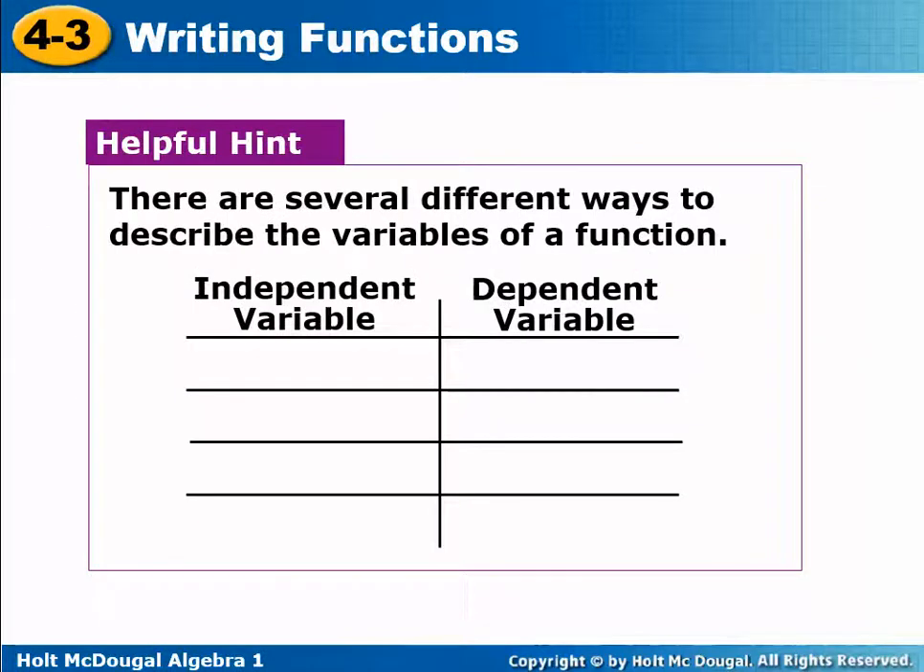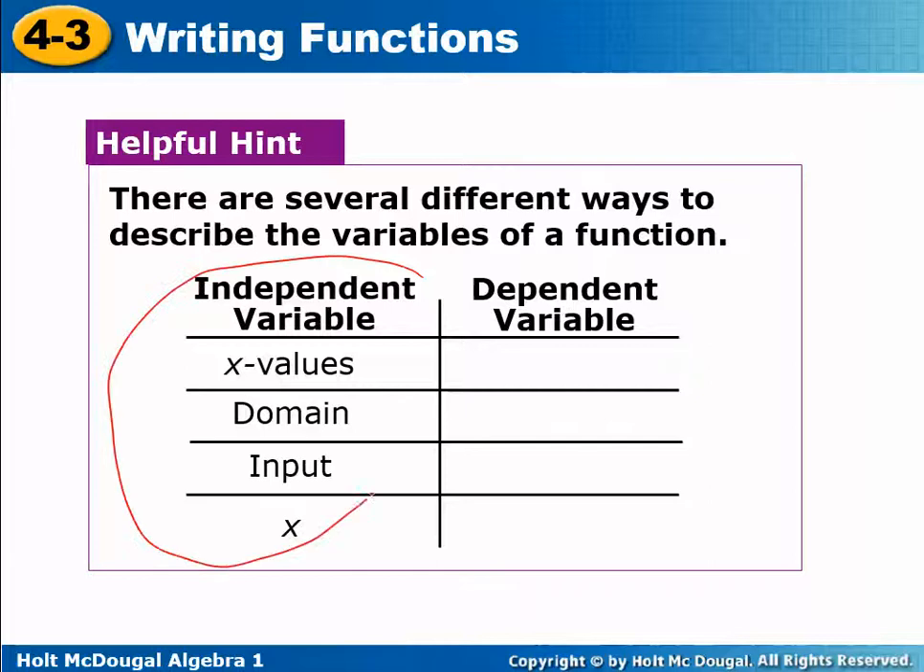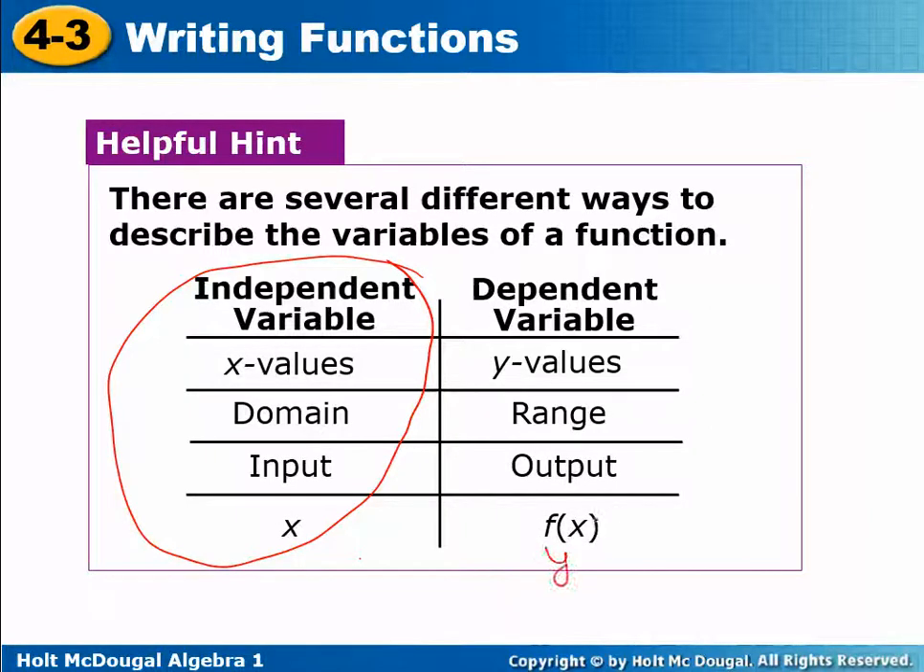There's several different ways to describe the variables of a function. The independent variable are the x values, the domain, the input, the x. All of those go together. These are all independent variables. The dependent variables are the y values, the range, the output, and you could write it as f of x or you could write it as y. F of x is called function notation. It just means that it's the function of the independent variable of x.